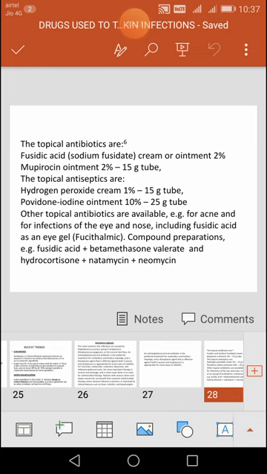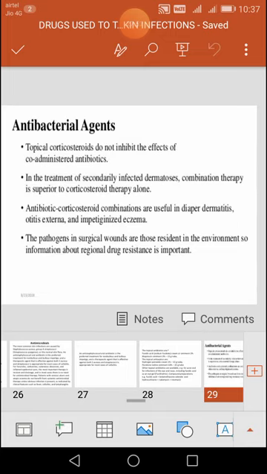These compound preparations, for example fusidic acid plus betamethasone valerate and hydrocortisone plus natamycin and neomycin. So when you take these creams any time, just have a look at what the combinations are, what the concentrations are, what the weight of that molecule is. You will have to check all of these. Now you have an idea about what skin ointments can be and how they can be.